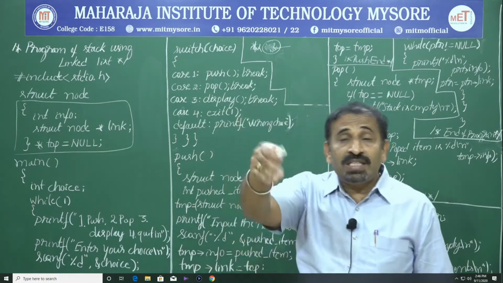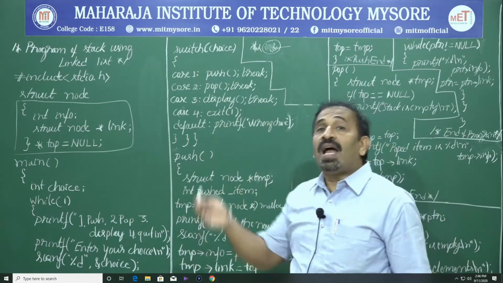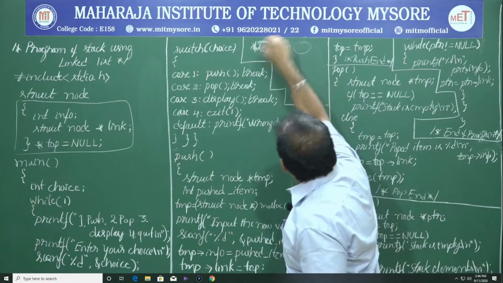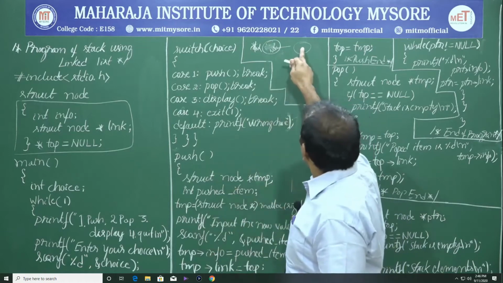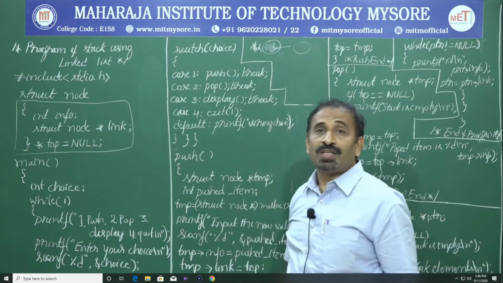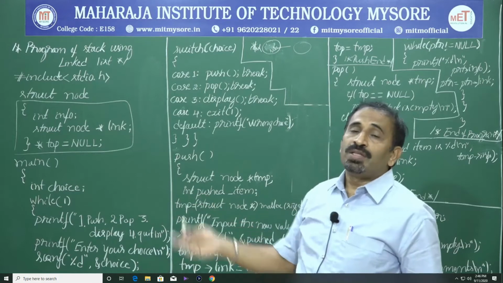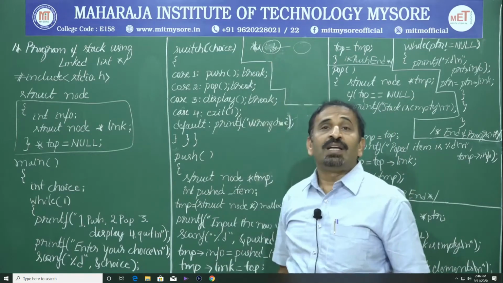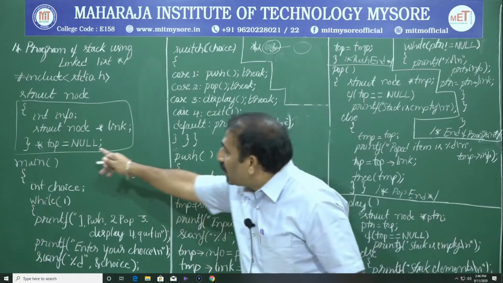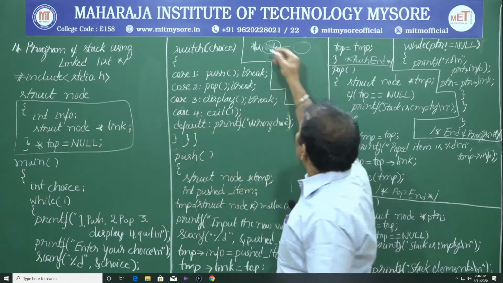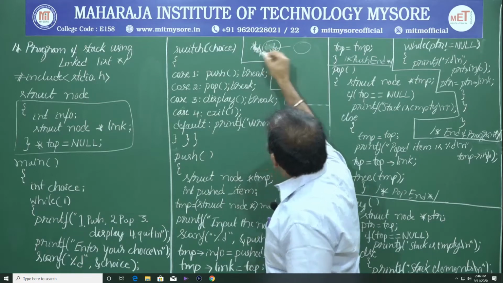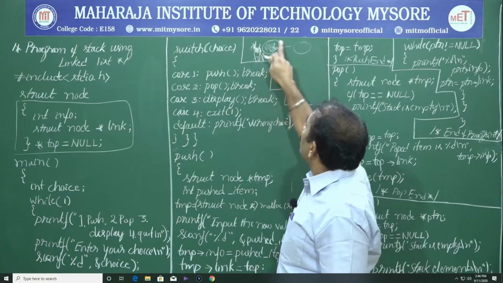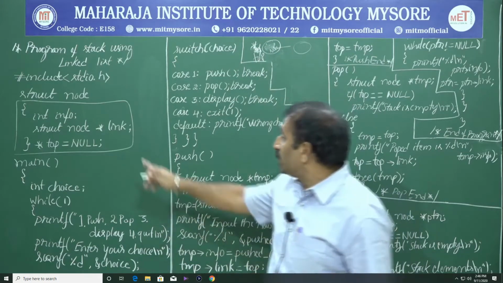Ultimately, as and when you add a node, this will hold the address of the new node. The new node address will be stored here. So like this it goes on. Dynamically this will be stored, and similarly what is being pointed to by top will be deleted. So this is top. Top is a pointer which is holding null. So this is what we have seen.